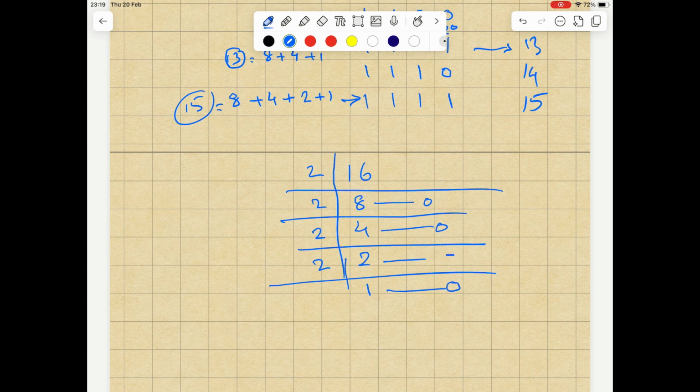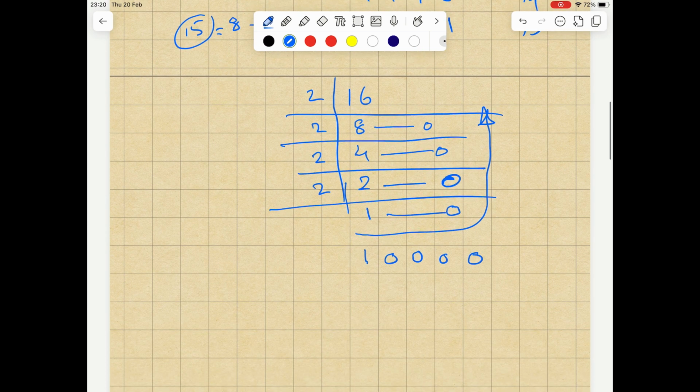So now the answer is we go and write like this. So it will be 1 0 0 0 0. Remember that after 15 it moves to the next column. So we won't have 4, now it's 5. So that's how you do that.